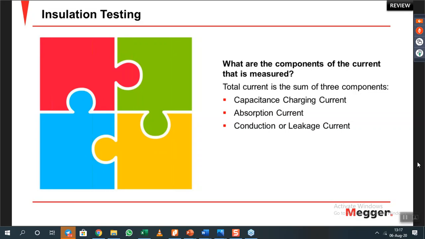And we also have this absorption current, or the polarization current. This absorption current is during the time when the molecules, or the dipoles, or the electrons are aligning. So they are moving. And the most important of these three components is the conduction or the leakage current. Again, this is what we are looking for.